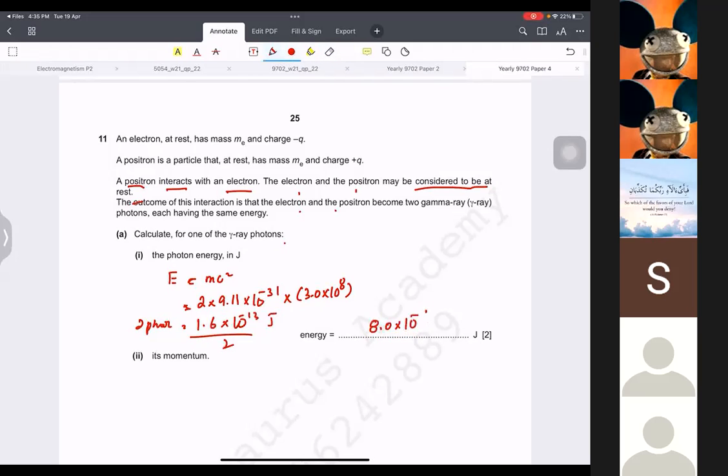Sir, why did you multiply it by 2 and divide it by 2? Because there was one positron and one electron. They combined to give 2 gamma rays. Well, you're right, I could have just divided by 2 already. That's the same thing. Sir, why didn't you square the speed of light?